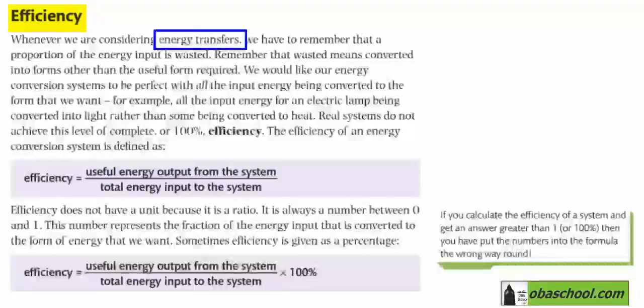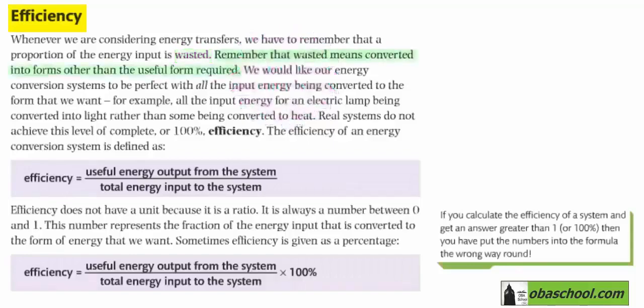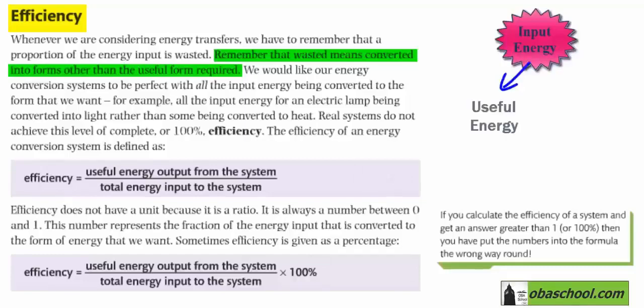So let's learn about efficiency. Whenever we are considering energy transfers, we have to remember that a proportion of the energy input is wasted, for example, to heat energy. Now remember that wasted means converted into forms other than the useful form required. So now we know that the input energy is converted to useful energy and wasted energy.